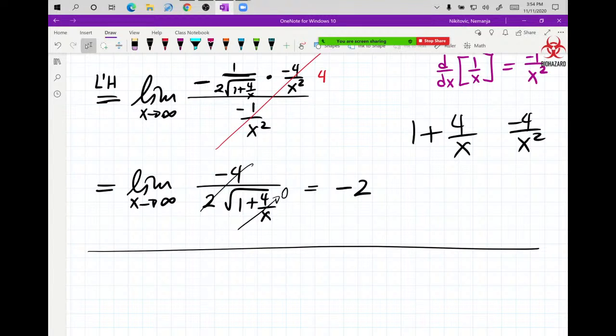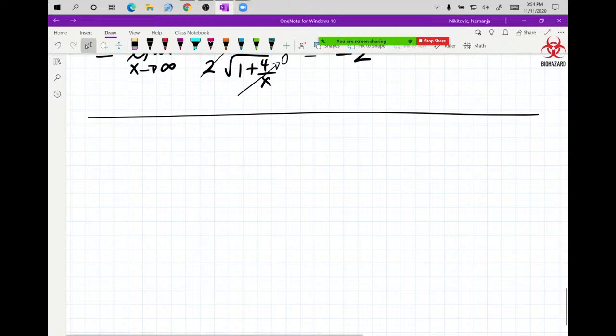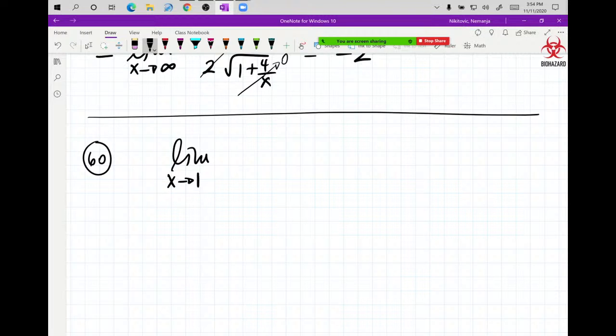All right, so let's see if we can find another problem that would be infinity minus infinity. Ah, great. This looks bad enough. Problem 60. Limit as x approaches 1 from the left of x over x minus 1 minus x over ln x.